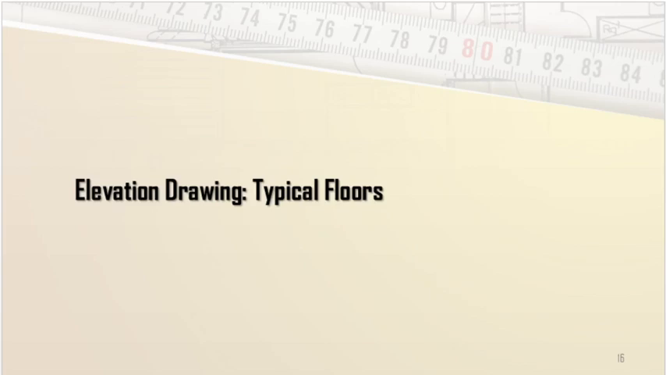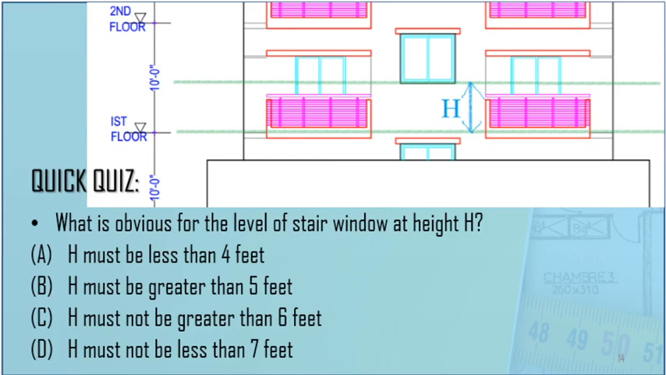So now if we are done with that, we can start the elevation drawing of typical floors. But before that, we have a quiz for you. Based on the discussion of the ground floor, there will be a quiz. The question is, what is obvious for the level as shown? The height h, what will be the height of h? What is obvious for the height h shown there in the figure?